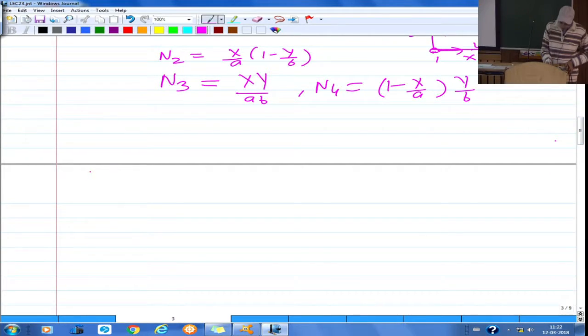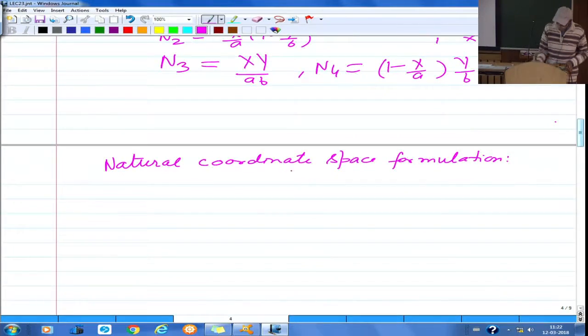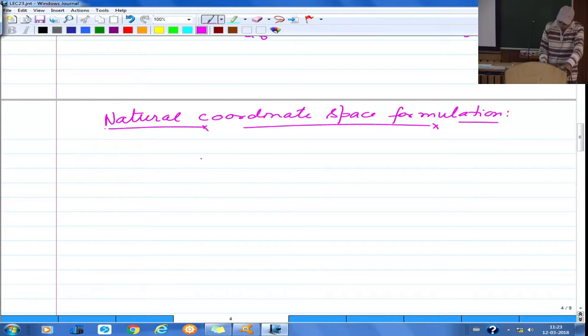So we go for the second approach of formulation that we discussed, the natural coordinate space formulation. I had mentioned this to you. The advantage here is that you can satisfy the continuity of primary variables across the elements for any arbitrary quadrilateral in the physical coordinate space.